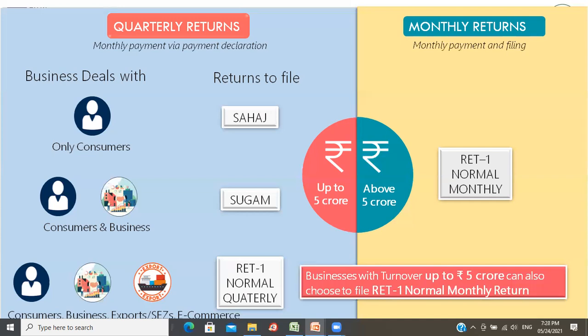And businesses with turnover up to 5 crores can also choose normal returns. Means, as I told you earlier, those with less than 5 crores can opt either to file quarterly returns or follow monthly returns. It is the option that they can exercise. But for more than 5 crores, they don't have any options. They have to file monthly returns only. Is this clear? Are there any questions on this before we move?